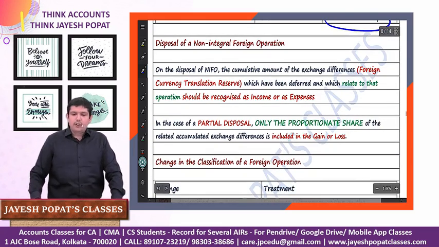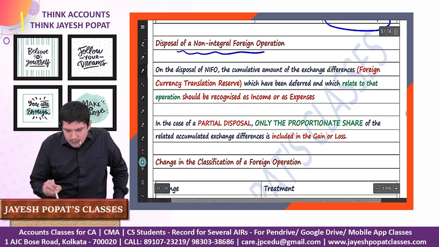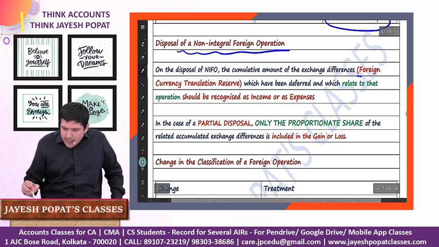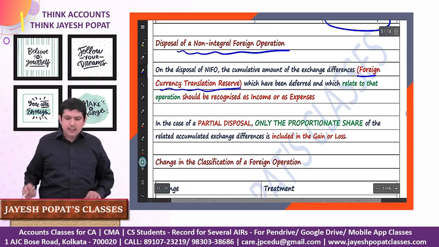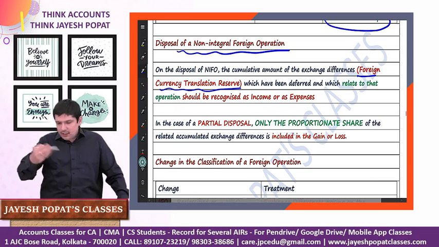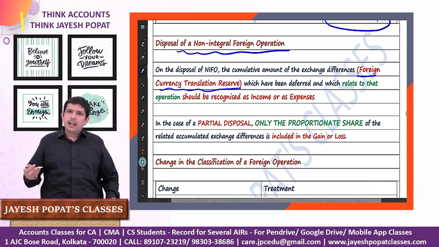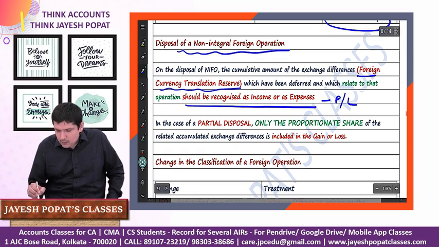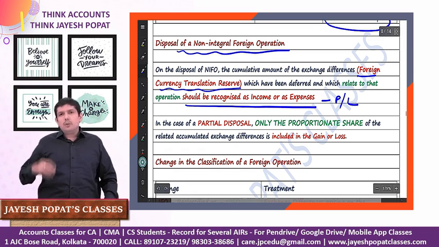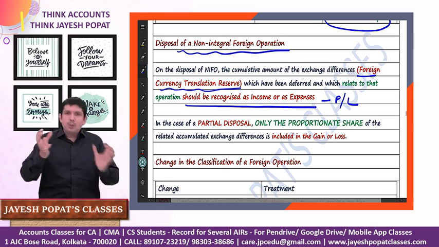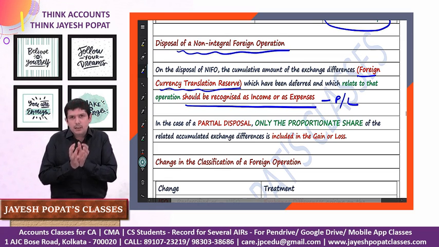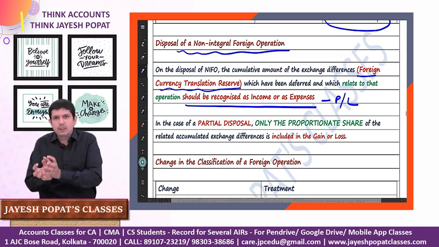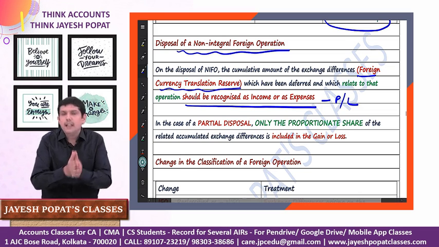When that non-integral foreign operation is disposed of, maybe when I sell off a subsidiary, whatever balance is there in the foreign currency translation reserve account, which I had not taken to the PL and had deferred, will be recognized as income or expense in the statement of profit and loss. So on an ongoing basis you will not hit the PL, you will accumulate the difference, and when that particular operation is sold off, that entire difference, be it a credit balance or a debit balance, will hit the statement of profit and loss.